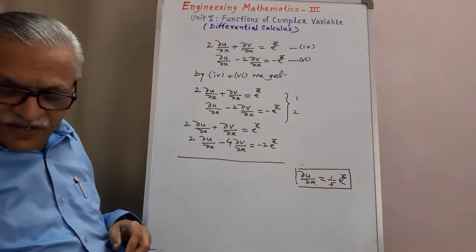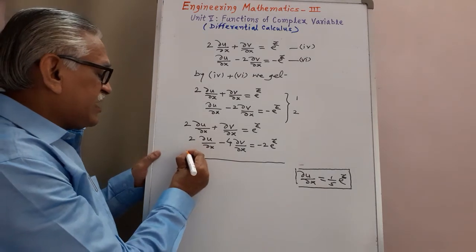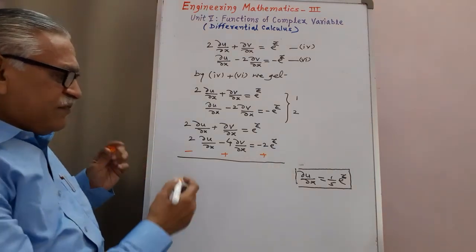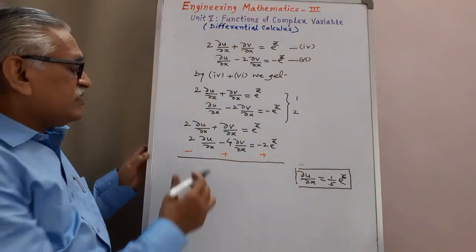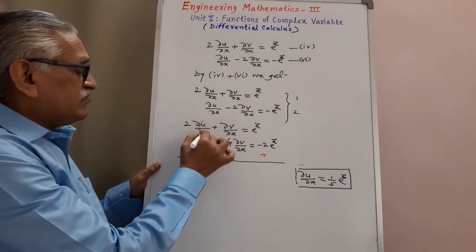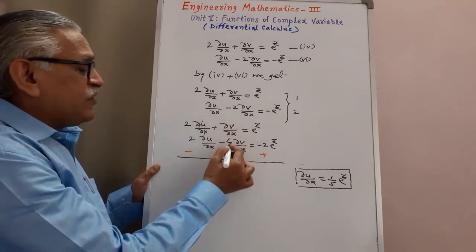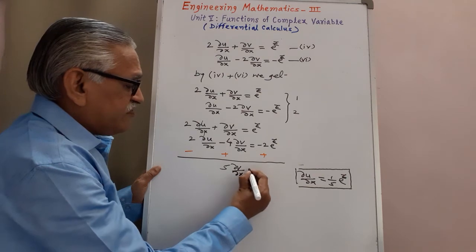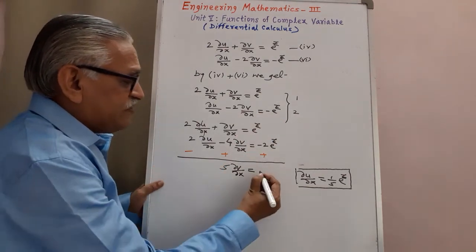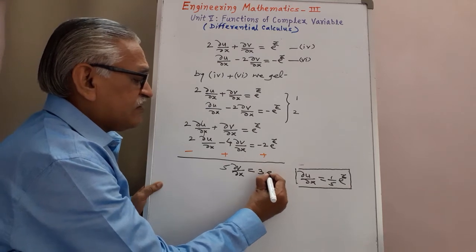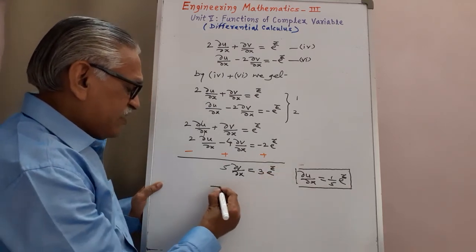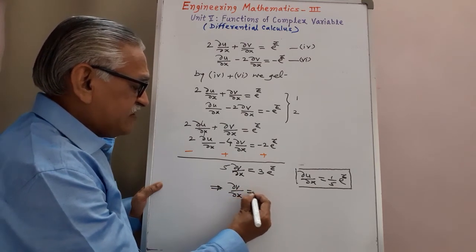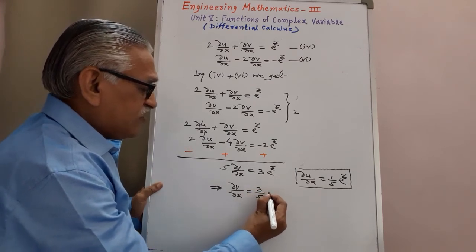And then we have to subtract it, and therefore we have to change the sign. Minus becomes plus, and minus becomes plus. When we perform this subtraction, the ∂u/∂x term gets cancelled. ∂v/∂x plus 4 times ∂v/∂x, we get 5 times ∂v/∂x. 2 plus 1 times e^z, we get 3 times e^z, and it implies ∂v/∂x is 3/5 e^z.